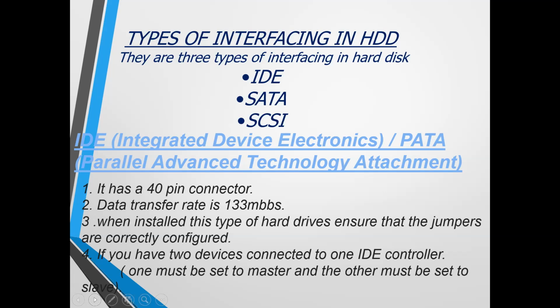When it's installed, this type of hard drive requires that the jumpers are correctly configured. If you have 2 devices connected to the IDE controller, then one must be a master and the other is a slave. And remember, that is at the back of your hard drive. Look at the cable connectors and see, which one do I have? Is it a 40 pin?